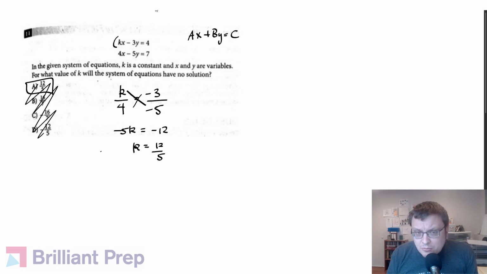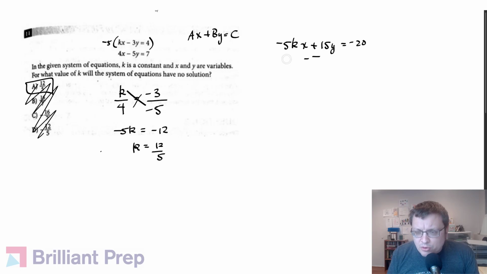But what I'm going to do is multiply, let's say, this top equation by -5 with an eye towards having the y's cancel out when I add them together. So let me write them out over here. So -5kx plus 15y is equal to -20, and then we have the other equation from before.